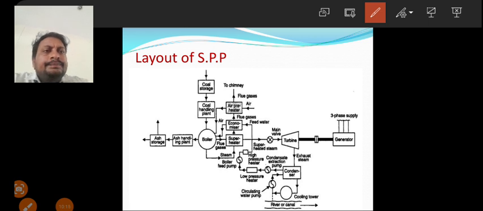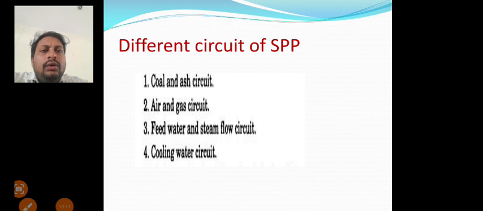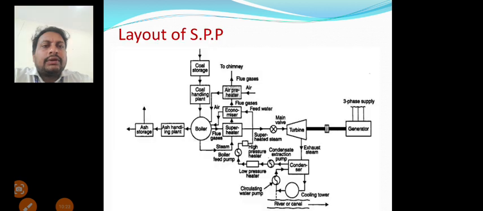Third one is the feed water and steam flow circuit.